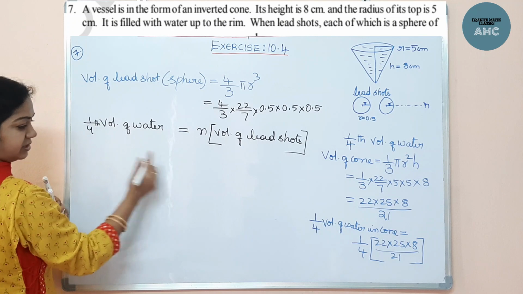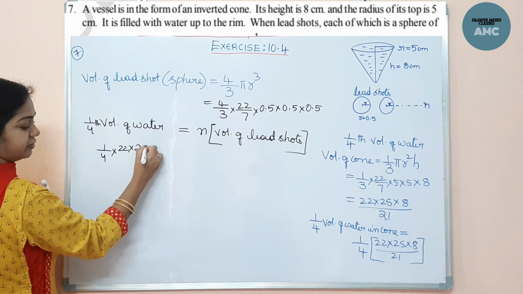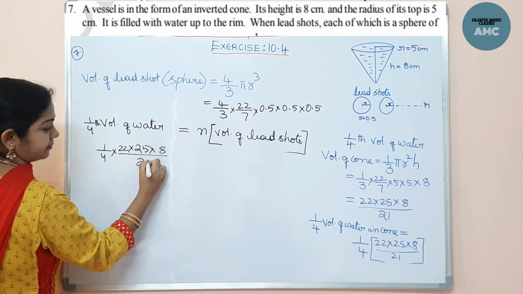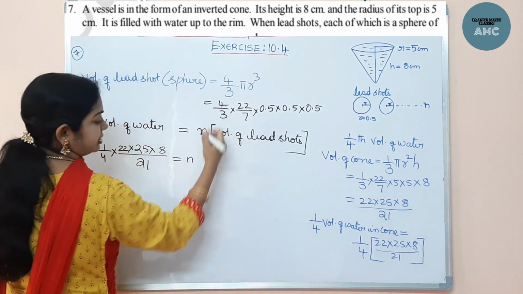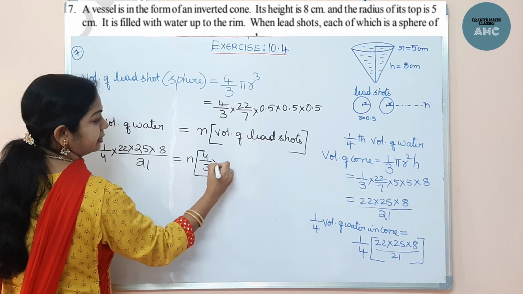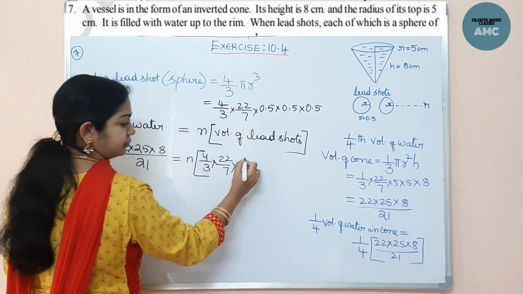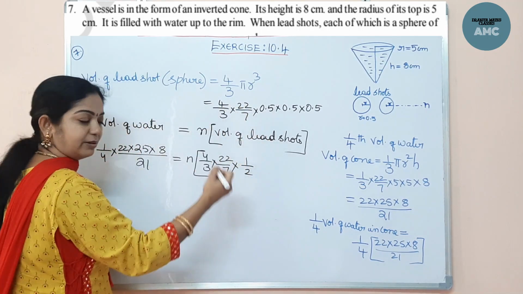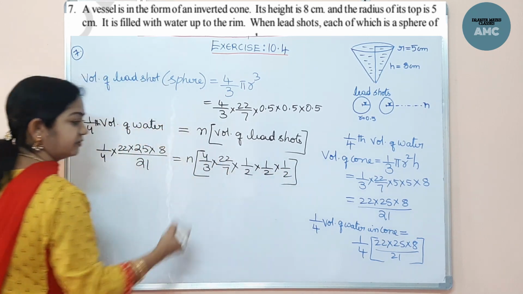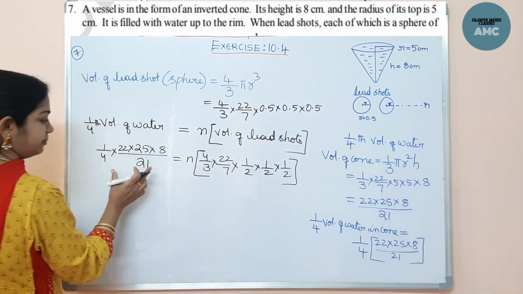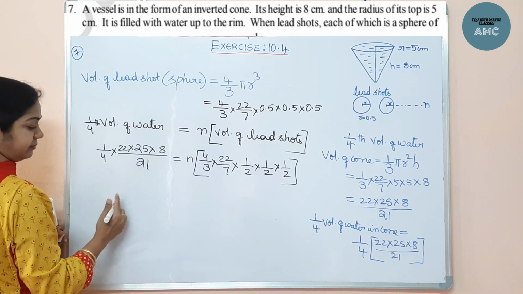Now 1/4 volume means here 1 by 4 into 22 into 25 into 8 by 21. So this is equal to n, and here volume of the lead shots is 4 by 3 into 22 by 7 into, we can write 0.5 as 1 by 2, half, isn't it? Or else 5 by 10, so 1 by 2, 1 by 2, because for cancellation it will be easy for us. Now here this part, if you bring it to the other part, or else we can cancel the common things in both of them.